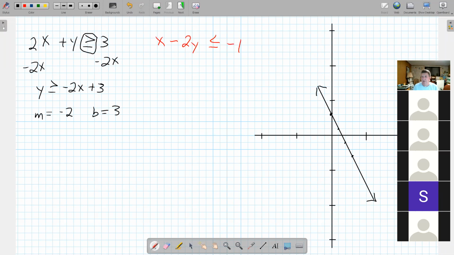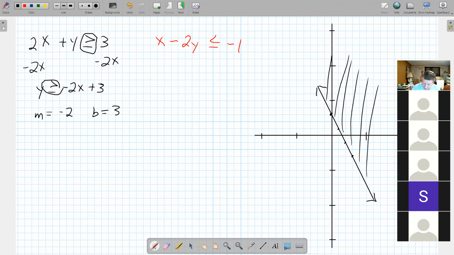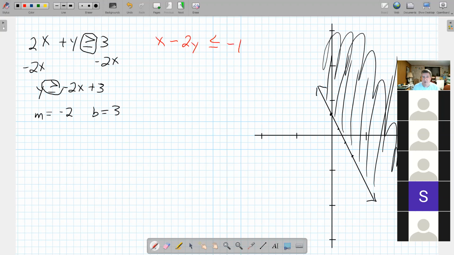I've got a solid line, but it says over here, after I solve for y, y is greater than or equal to, so I'm talking above the line. So if I was just doing the black inequality, that's what it would look like. Any questions there?